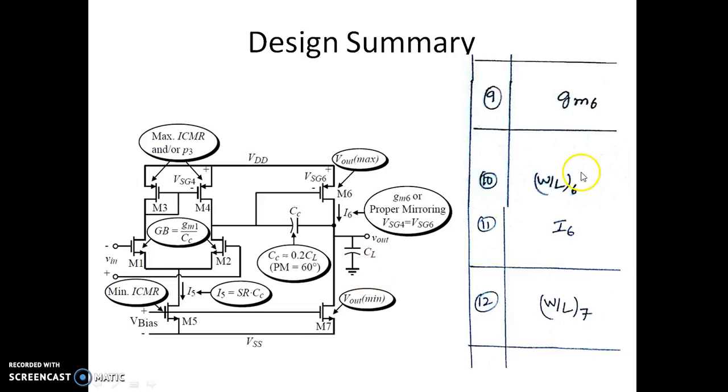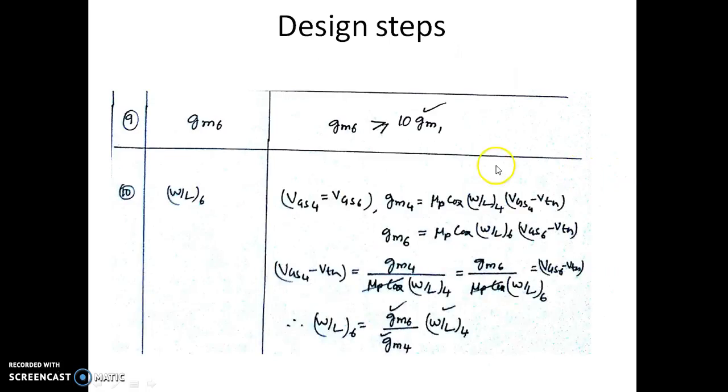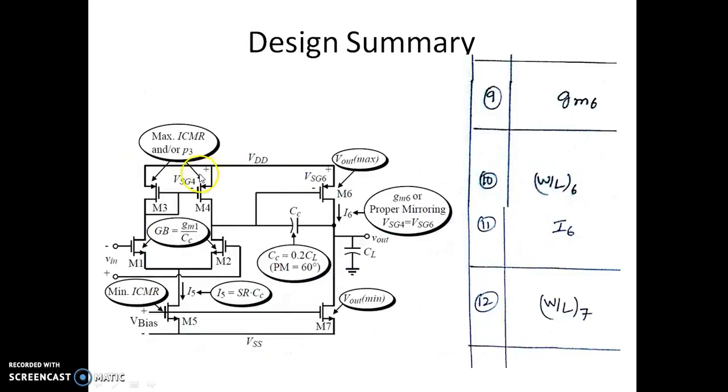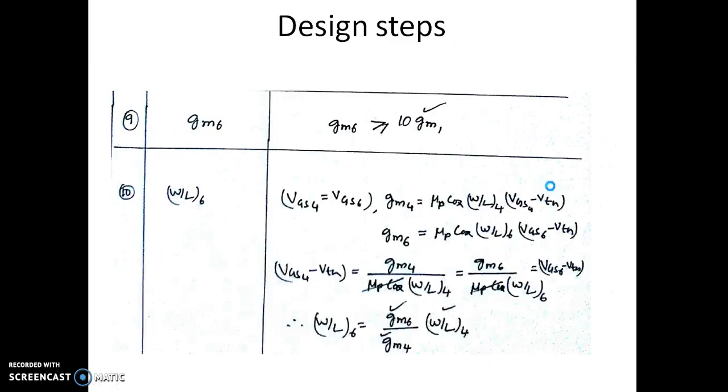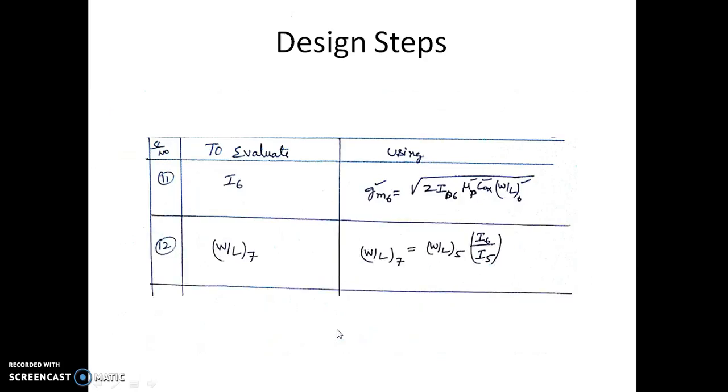To estimate the value of W/L6, we equate VGS4 and VGS6. To have proper mirroring, VGS6 should be equal to VGS4. By equating these two, we find W/L of 6 is equal to GM6 by GM4 into W/L of 4. By this time we have found all the parameters except W/L6, so it is easy to find.